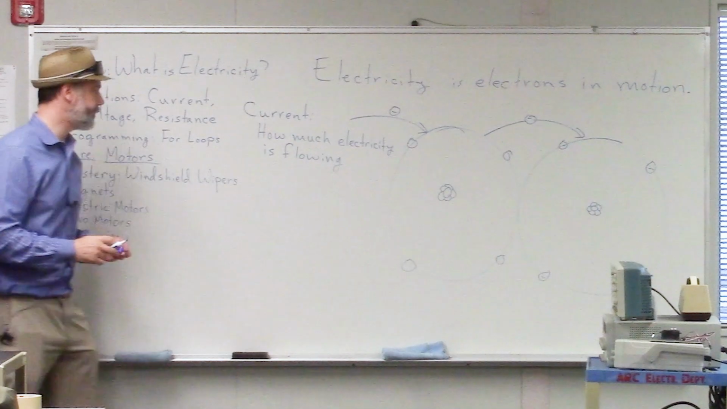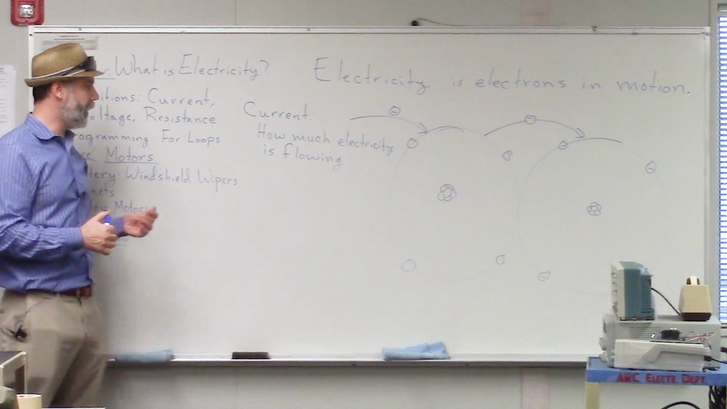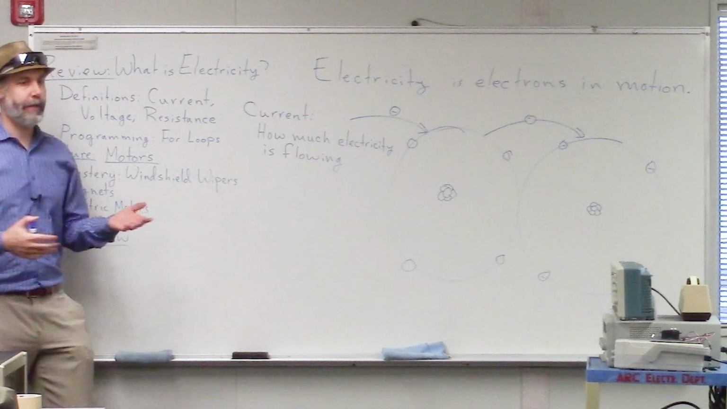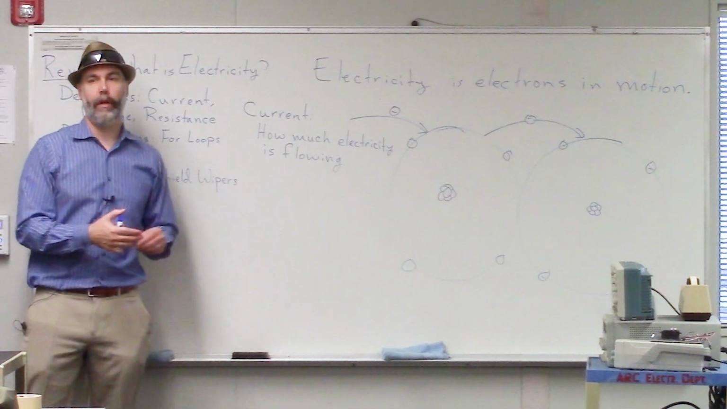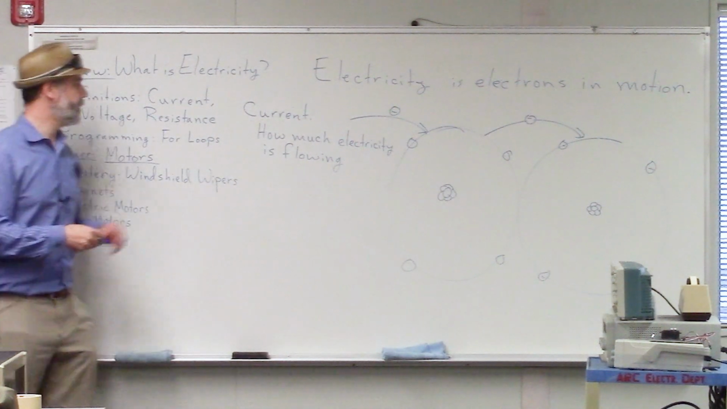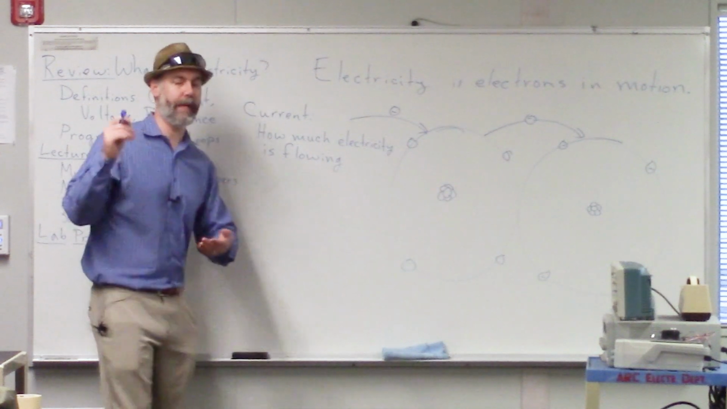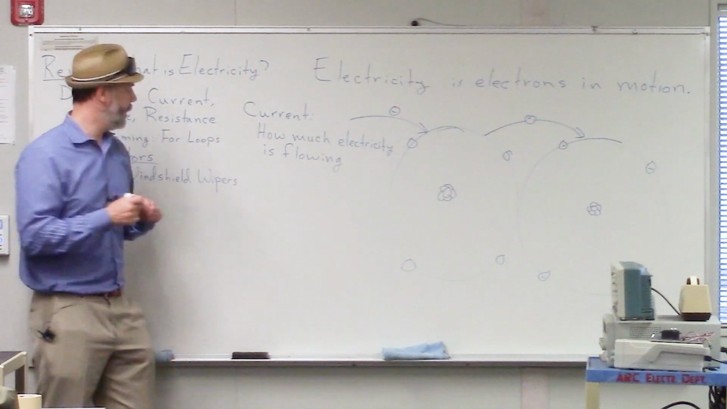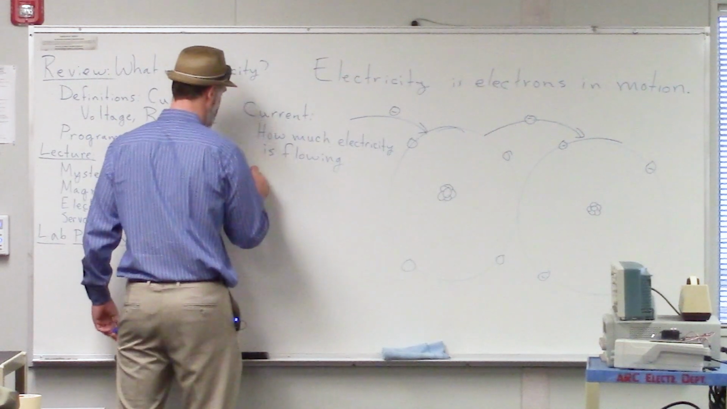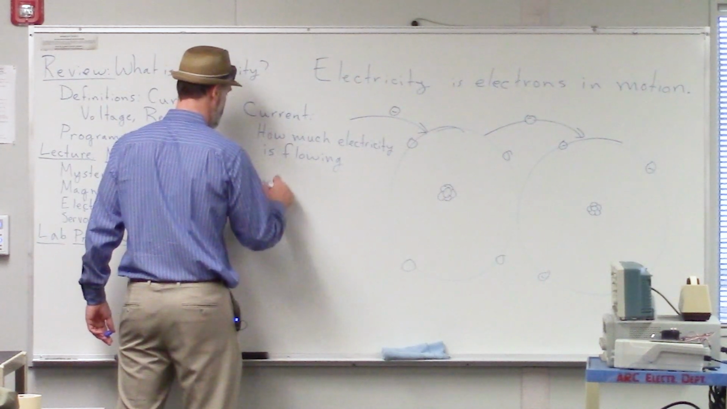So if we were talking about water flowing through a pipe, this would be like how many gallons per minute are flowing past. So current is how much electricity is flowing, how many electrons are moving past a certain point. So the unit for current is amps.